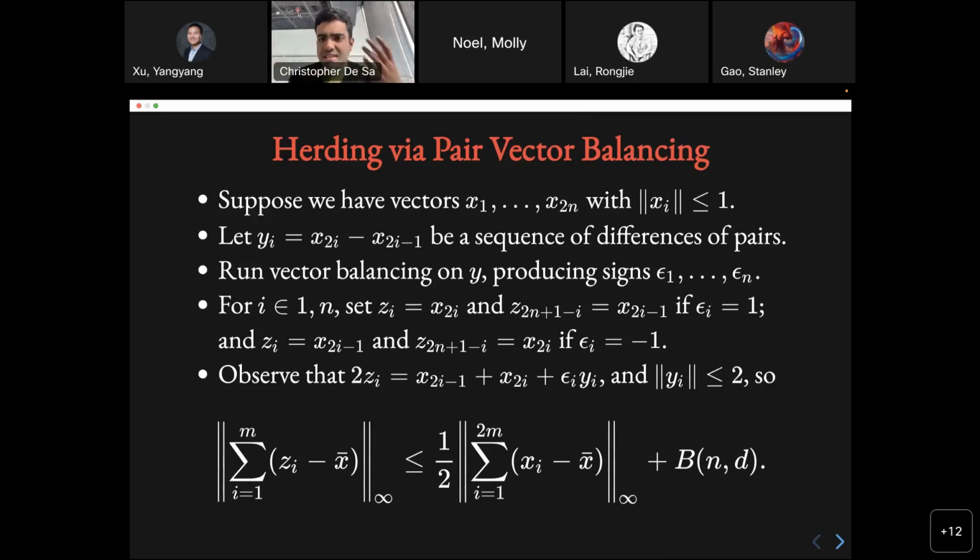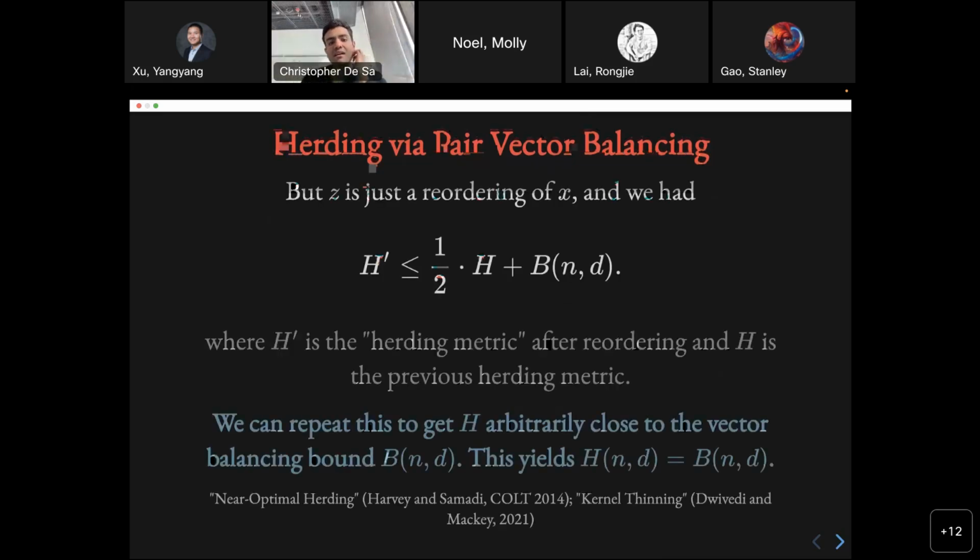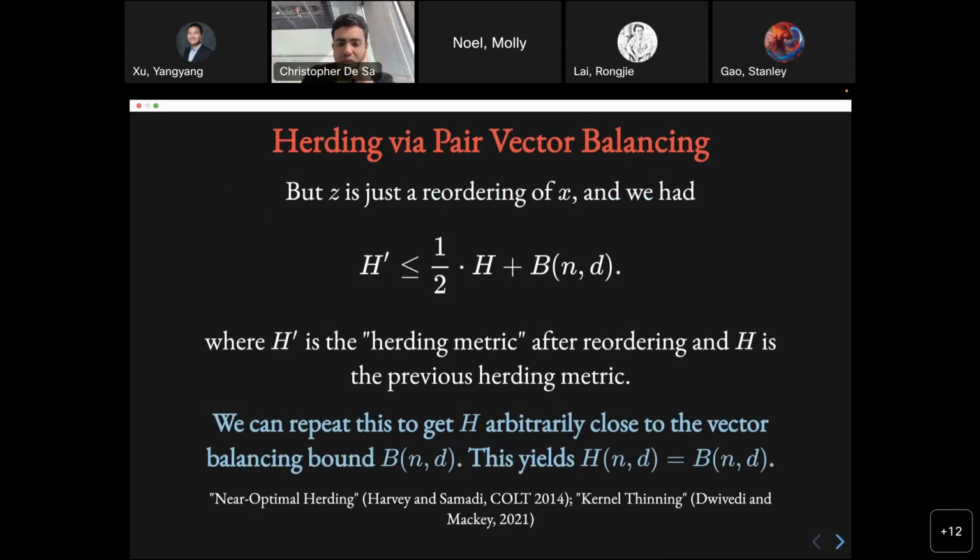And then it's pretty easy to see that if you run this many times, we can get H that is arbitrarily close to the vector balancing bound. So this whole process shows that the herding bound that you can get is the same as the vector balancing bound. And this is a really nice theoretical result that solved a long-standing question in combinatorial optimization.